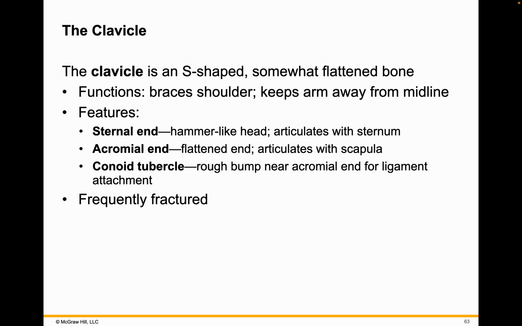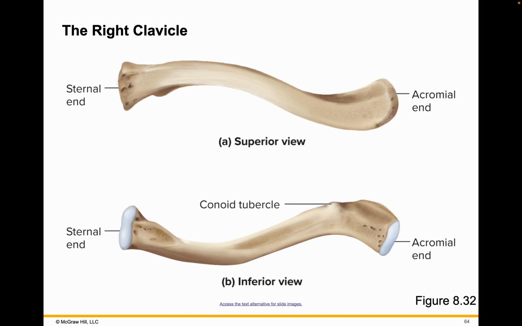The clavicle is an S-shaped, somewhat flattened bone. It braces the shoulder and keeps the arm away from the midline. It has a sternal end, an acromial end, and a conoid tubercle. And it is, again, a frequently fractured bone. There is a difference between the left clavicle and the right clavicle. They are mirror images of each other.